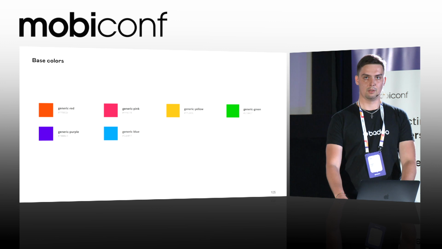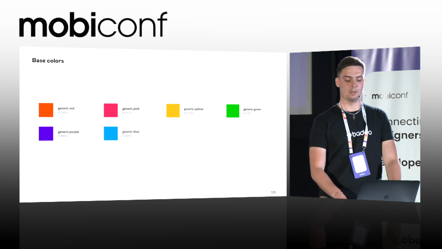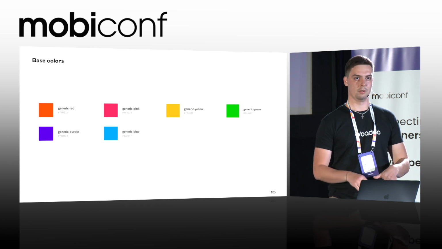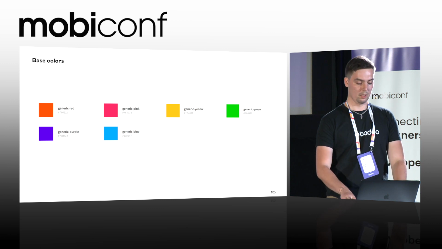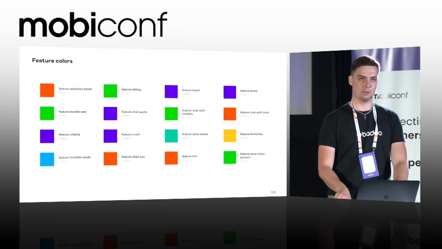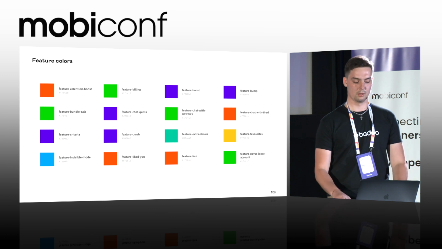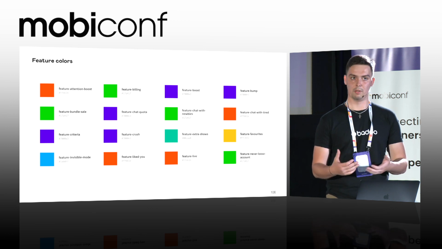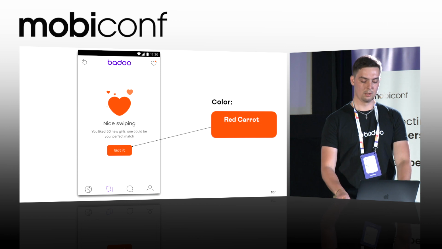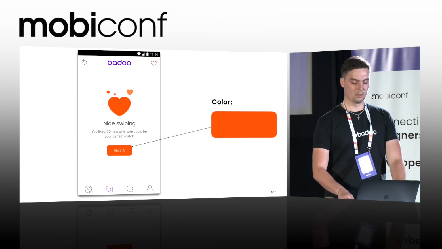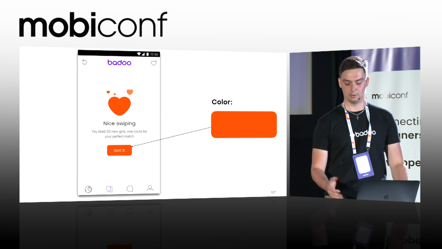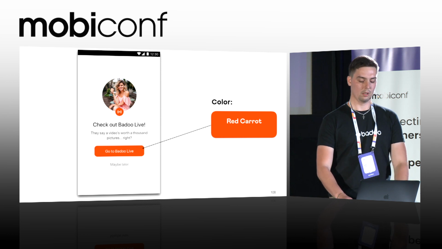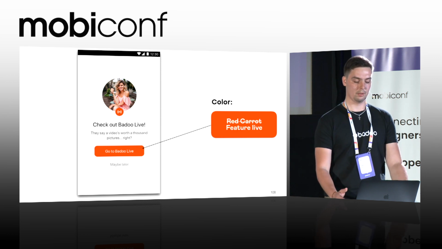We define base colors, which are just colors without context, just generic red, generic pink. They don't have any information. But we also have feature colors, which are linked to base colors, and feature colors have information about the feature where we have to use them. For example, here it's not a red carrot, it's a color feature like to you. And the same here, it's not a red carrot, it's a feature live.